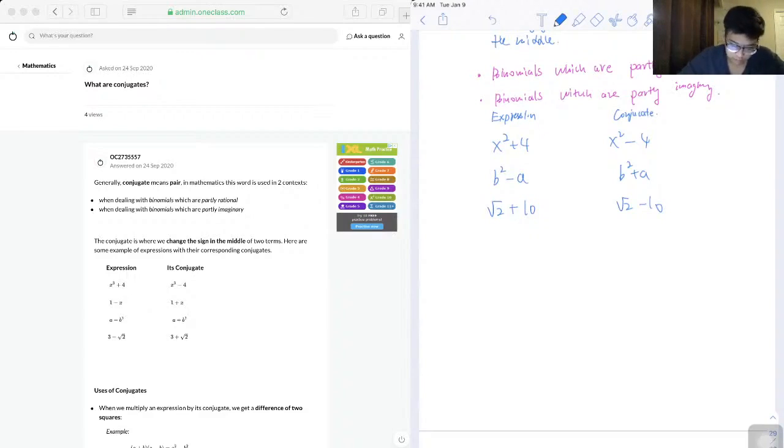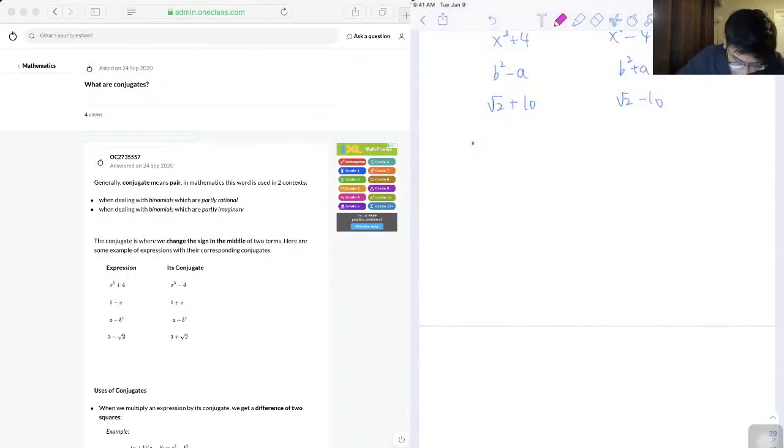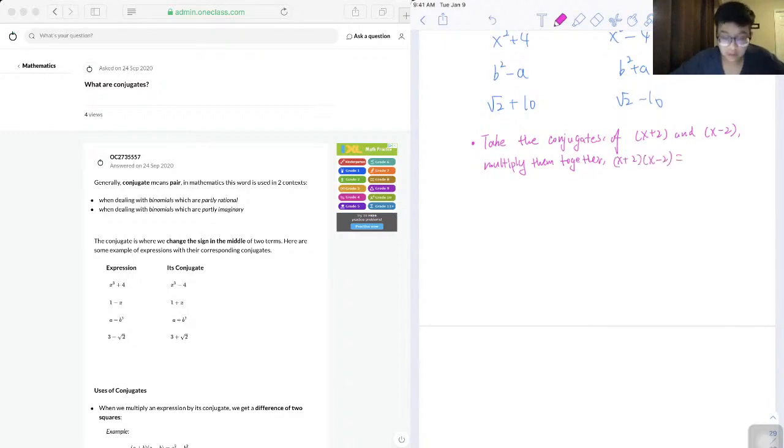And let's say we take the conjugate of x plus 2 and x minus 2, and we multiply them together. So we have x plus 2 times x minus 2. And by applying the FOIL method, we get x squared minus 2x plus 2x minus 4, which gives us x squared minus 4.